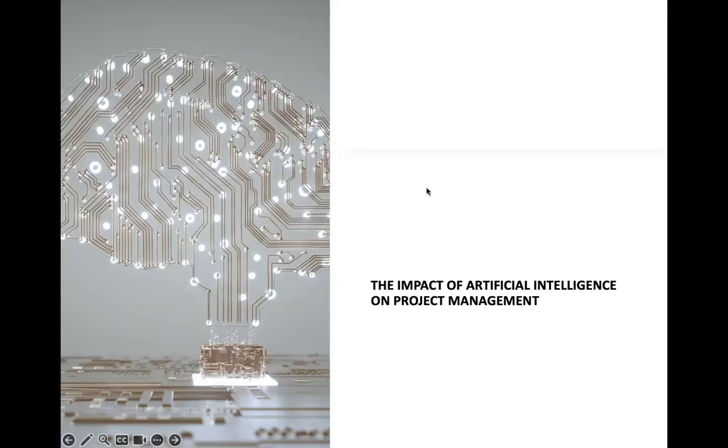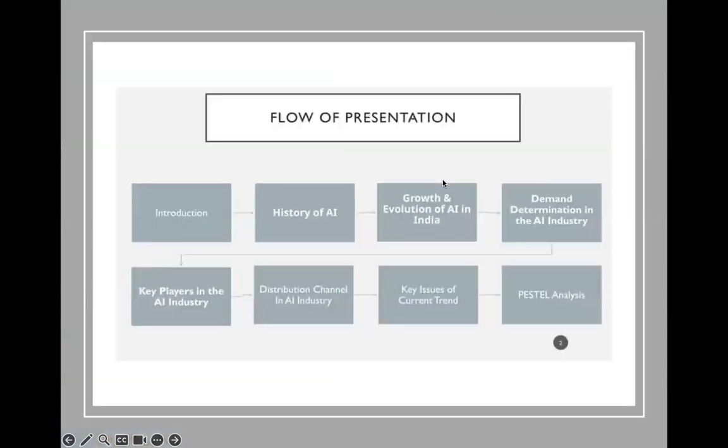Now, for the impact of artificial intelligence on project management, here we have the flow of presentation. First we will be discussing a small introduction about this, and a few points on the history of AI, the growth and evolution of AI in India, and demand determination in the artificial intelligence industry. Then the key players in the artificial intelligence industry, the distribution channel in the industry, the key issues of current trends, and after that we will be discussing the PESTLE analysis as well. These are the topics which we are going to cover.